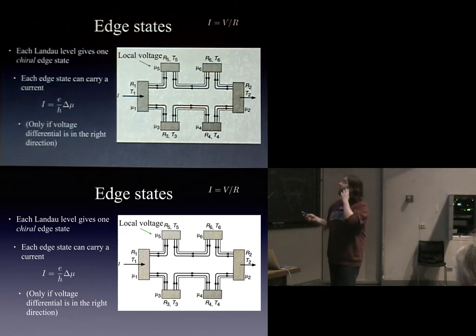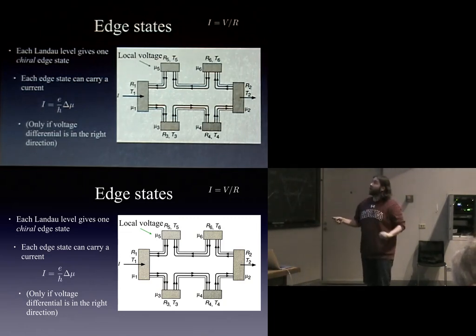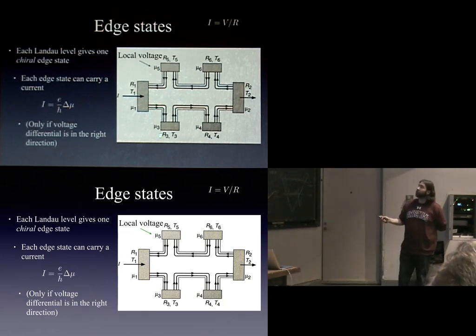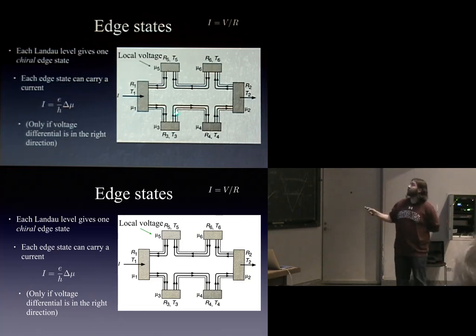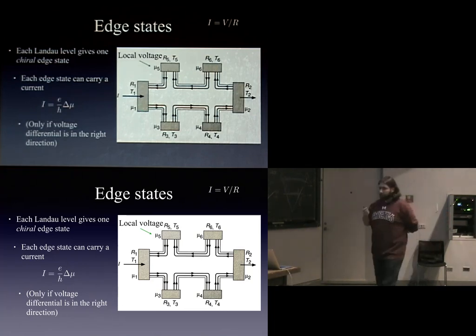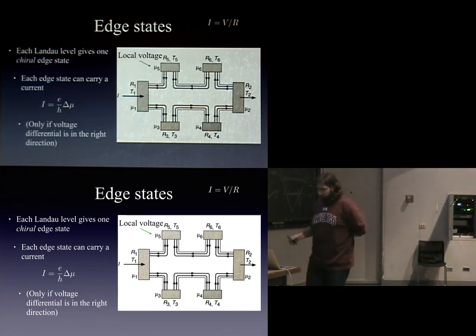All right, so again, we say we have these edge carriers, and basically each one of these lines corresponds to one type of electron that can carry charge. So each one of these edge states can carry a current that's just going to be, well, e over h times the voltage differential between this end and this end. So you can grind through some of the algebra.